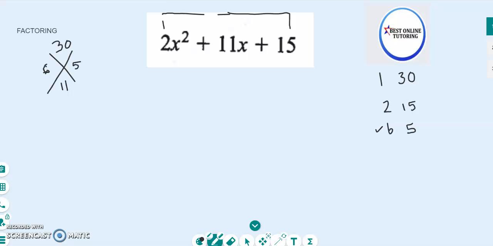Okay, so I'm going to do this two ways, the long way, and then I'm going to show you the shortcut. So the long way is that we rewrite the quadratic, and instead of writing 11x, we're going to break it up into the 6x and 5x.